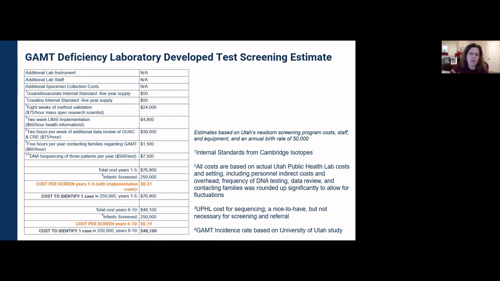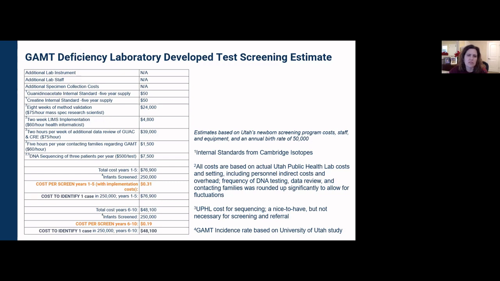Thank you. So we estimated our cost for implementing and ongoing screening of GAMT deficiency based on Utah's situation. So this is a laboratory-developed test. We realize that's not the situation in every state, but we did think it was informative just to see Utah's experience and what that possibility is like. We did not have to add additional staff or instruments because it is multiplexed with the existing immunoassay carnitine screening. There is not an additional specimen that needs to be collected as well for that reason.